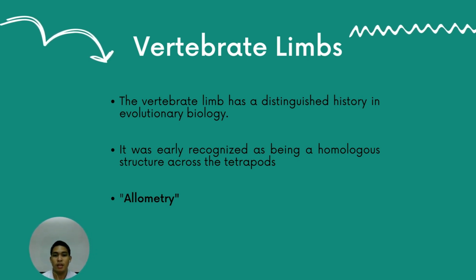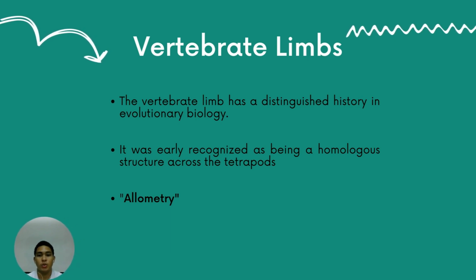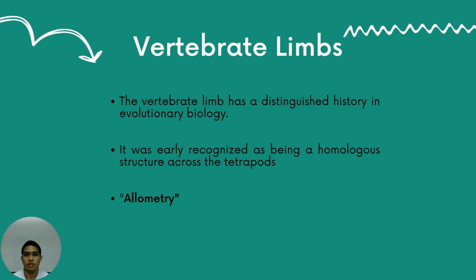So for example, the middle digit of the horse leg has elongated during evolution until the modern horse has effectively just one digit, with the others reduced to vestiges. By contrast, all digits of the bat forelimb have become greatly elongated to bear the skin flaps that constitute the wings.